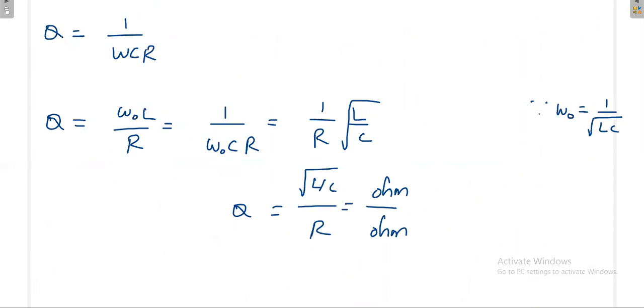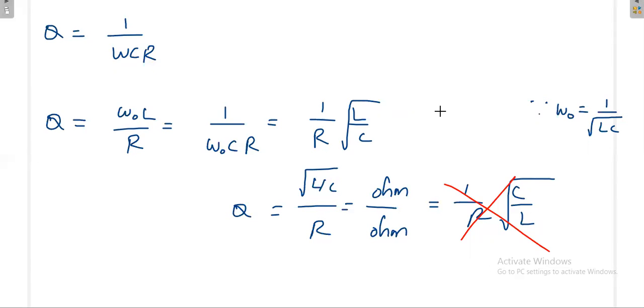So you should know this unit relation concept, so that you can remember it and avoid any confusion. Okay, this is Q. Now, what is bandwidth?